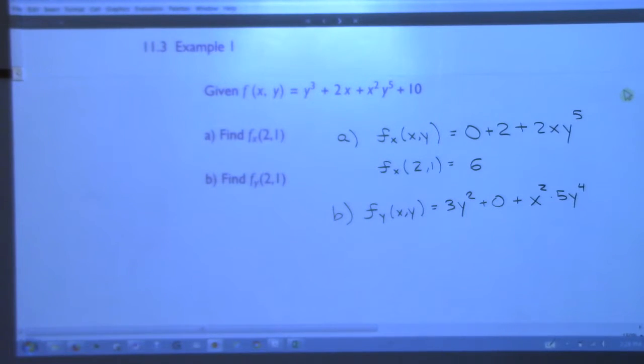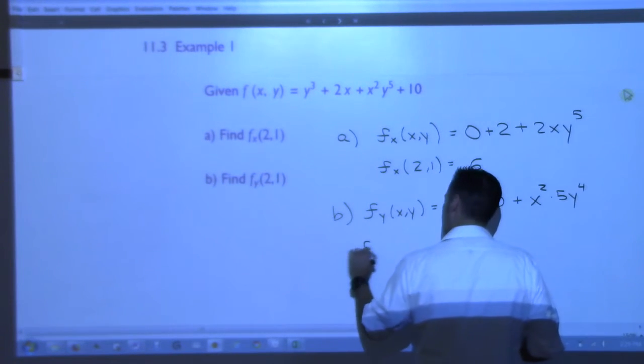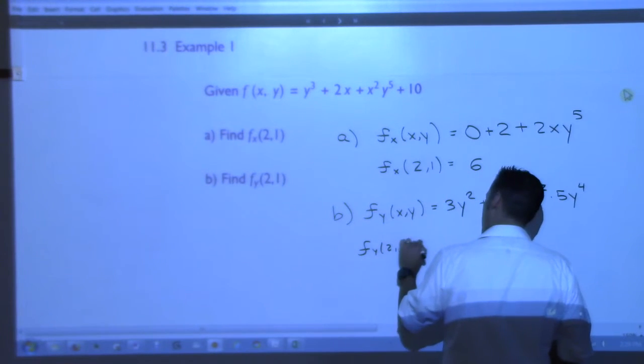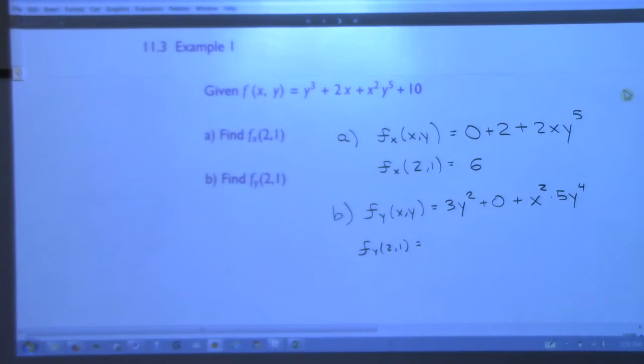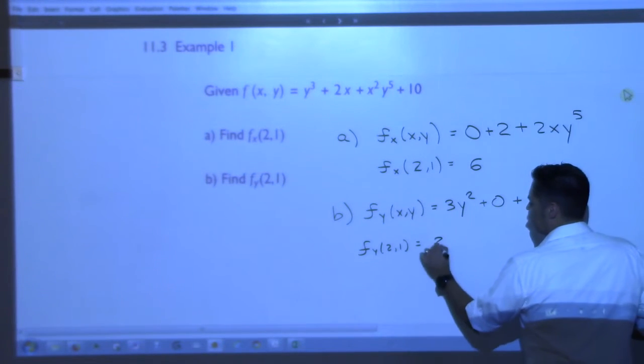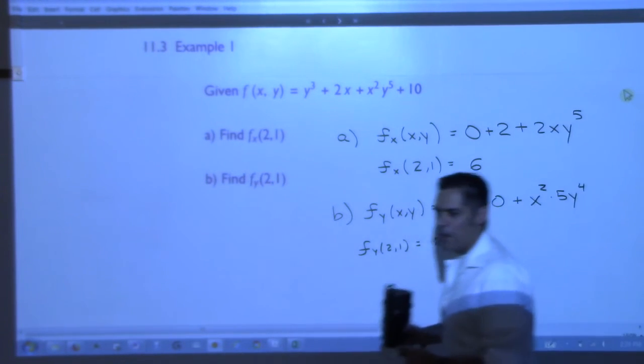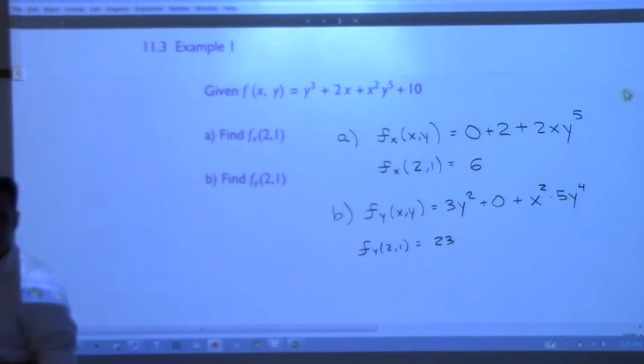Okay. Now plug in 2, 1. What do we get there? 3. And then what? 4 times 5. 23? Yeah, 23. Is that right? 23? Whenever we get to the arithmetic, my brain just stops. It just says, nope, not doing it. So do you all agree with that?